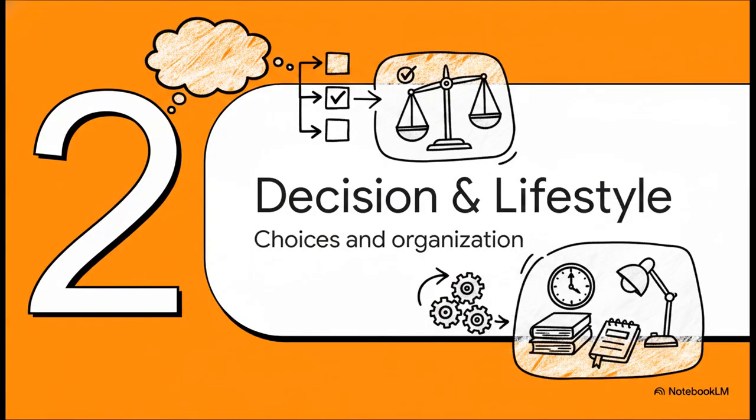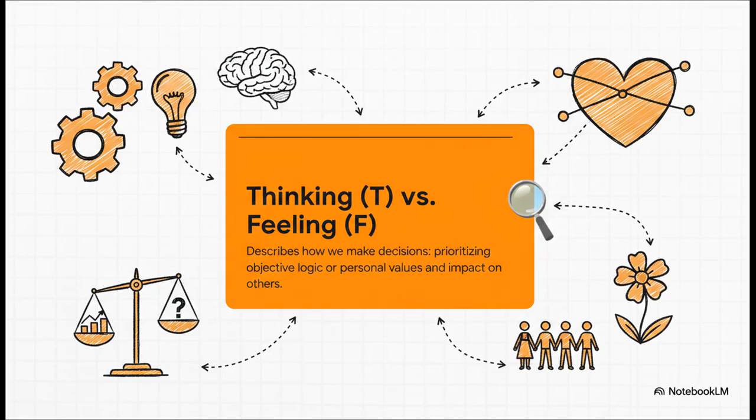All right, so we've covered how students take in energy and information, but what do they do with it all? Our next 2 dimensions focus on how they make decisions and how they prefer to live and work. This next one is the classic head versus heart debate. We're talking thinking versus feeling. So when you have to make a choice, do you step back to look at it with objective, impersonal logic, or do you step in and consider your personal values and how that decision will impact the people involved?